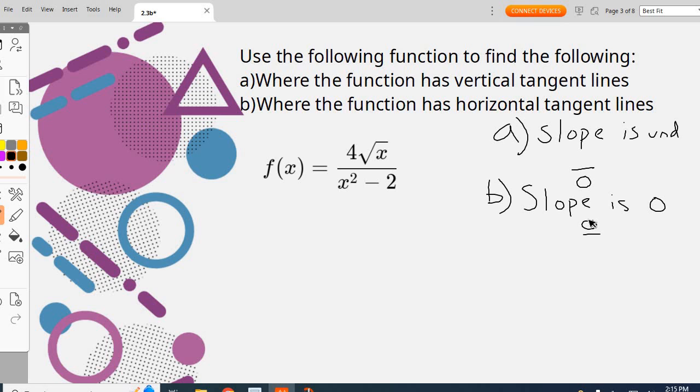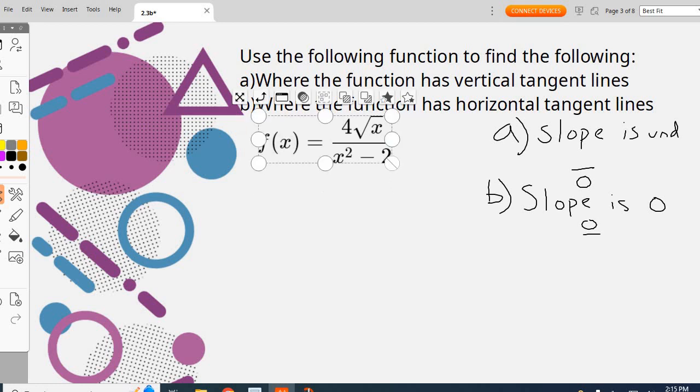Yes, because if I use my quotient rule, I'm probably going to end up with a fraction. So I have a top and a bottom that we can set equal to 0. Are we all okay with that? So let's go ahead and take our derivative.